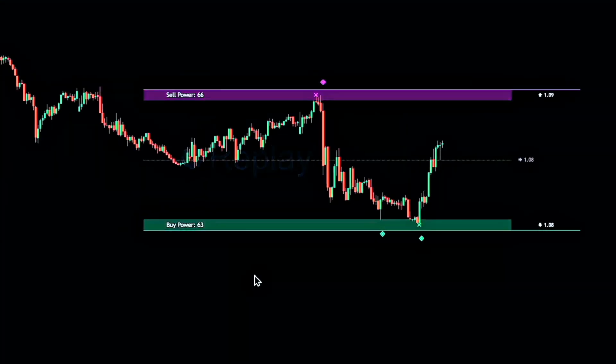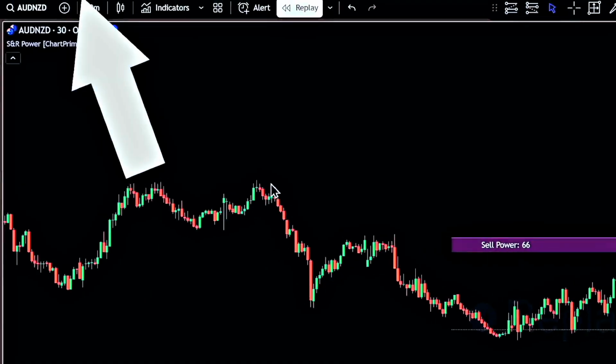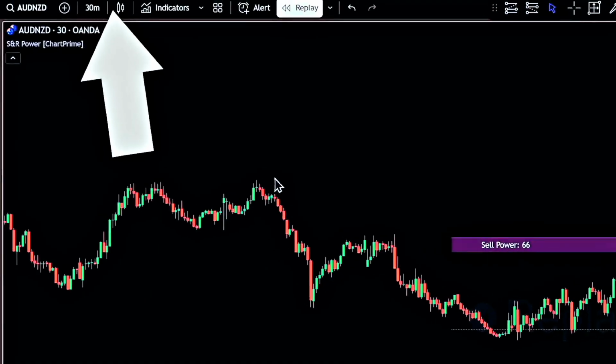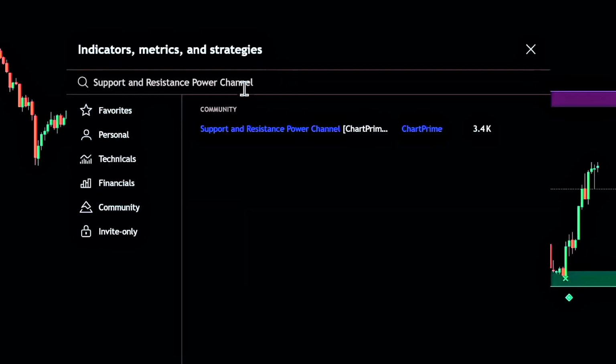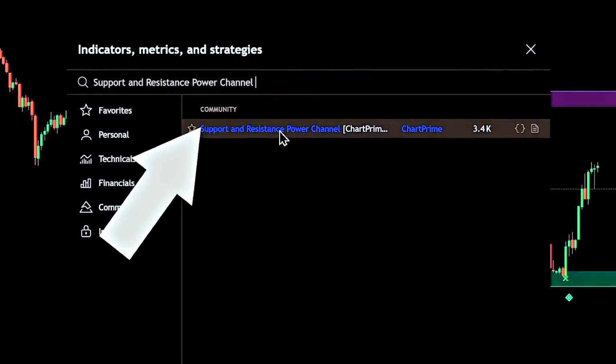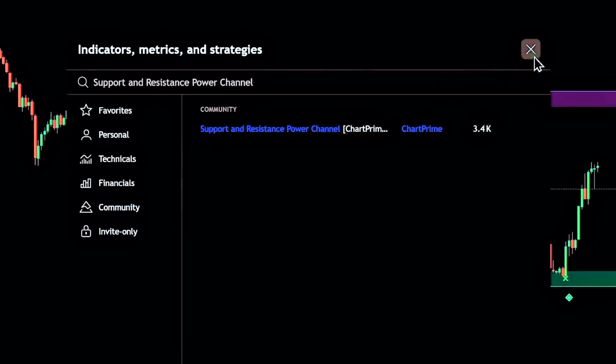To get started with this tool, head over to TradingView. That's the platform I'm always using. Open up any chart on any time frame you want. So it's pretty flexible, right? Next, click on the Indicators tab, type in Support and Resistance Power Channel, and choose the one created by ChartPrime. And add it to your chart. A big shout out to them, by the way. And now you're good to go.